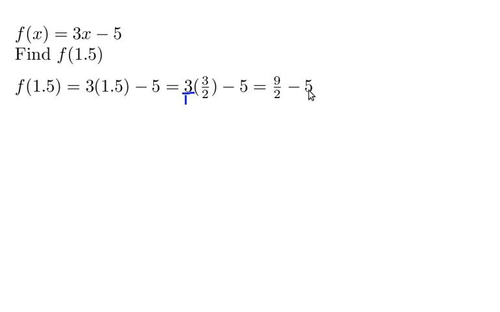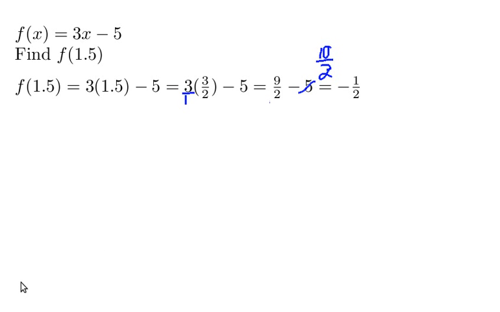9 halves, okay, well this 5, I'm going to replace that with a 10 over 2, because that way we have a common denominator, the 10 and the 2 for each one. Let me erase that, that looks sloppy. Okay, so 9 halves minus 10 over 2, which is going to give us negative 1 half, because you have 9 minus 10 is going to give you negative 1 over 2.